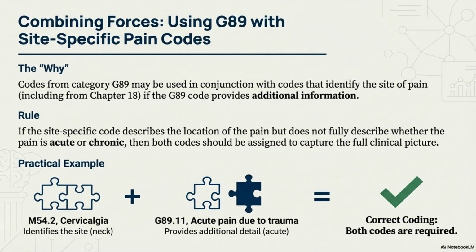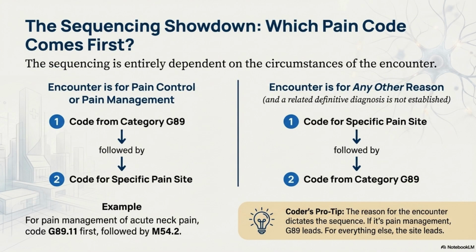If the provider documents acute traumatic neck pain, you would assign both M54.2 and G89.11. The site code gives the location. The G89 code gives the type of pain. Sequencing depends entirely on the reason for the encounter.